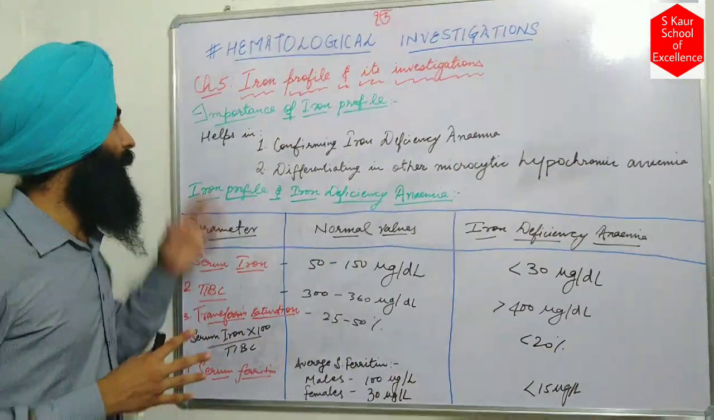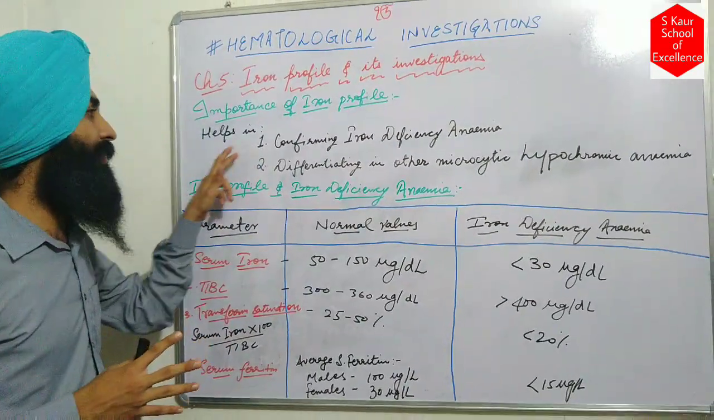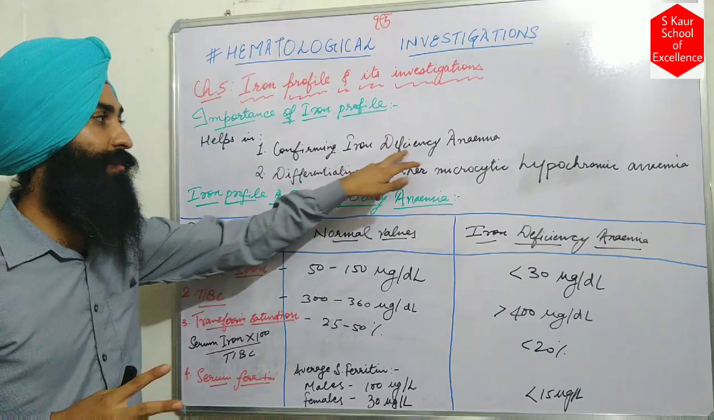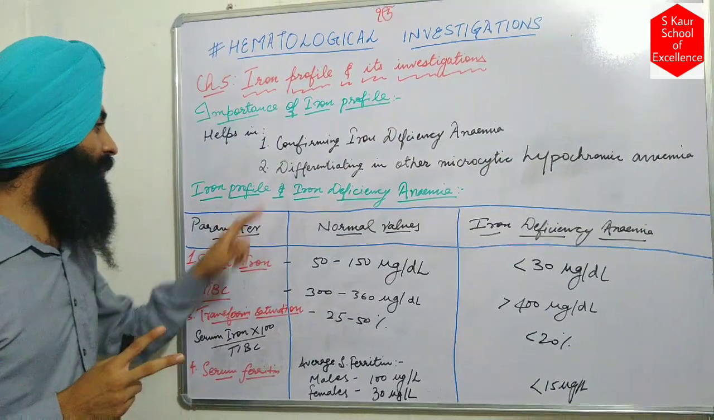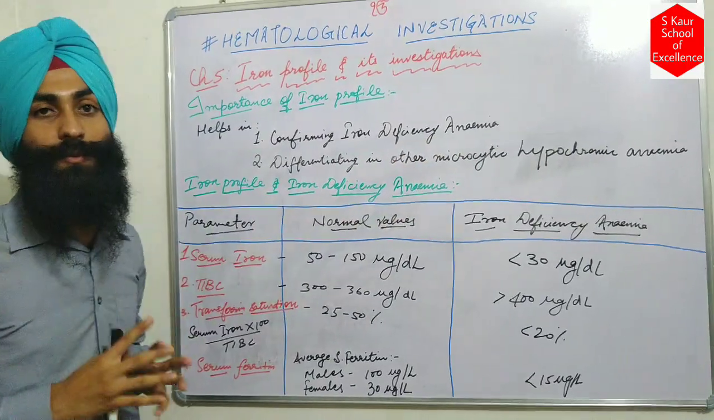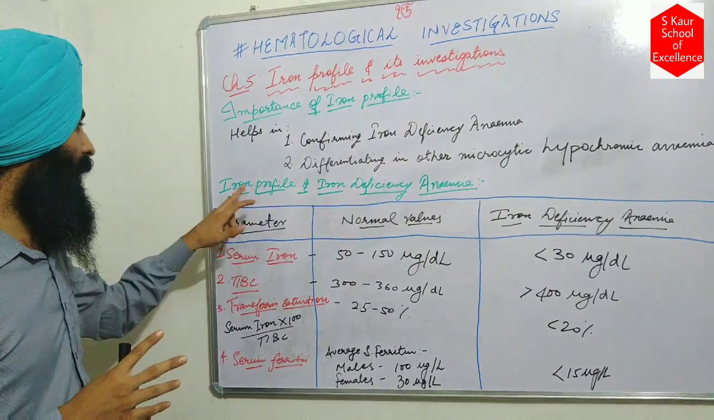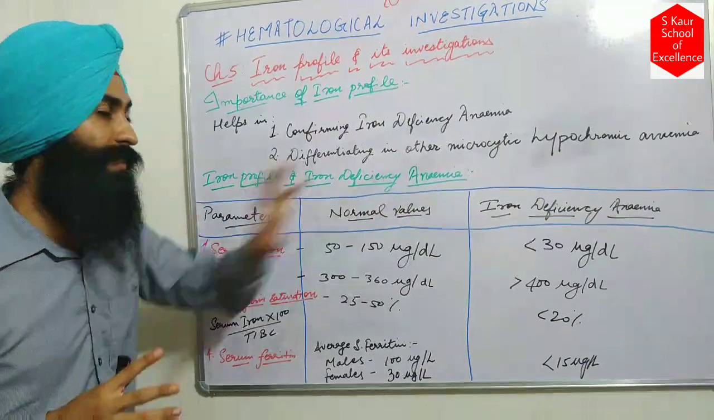So now we come to the importance of iron profile. As we already discussed, it helps in confirming the iron deficiency anemia. And second one, it also helps in differentiating other microcytic hypochromic anemias. Now we come to interpretation of iron profile. So iron profile and iron deficiency anemia.